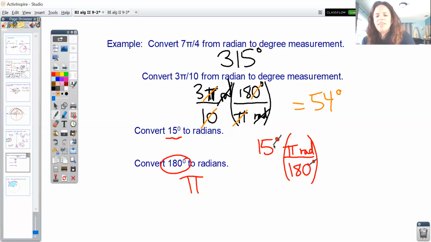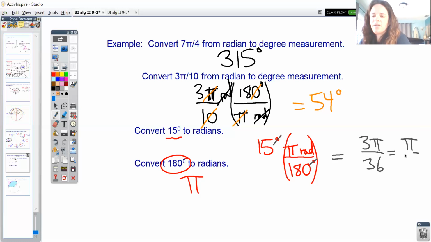And if you do, then you would get that this is 3 pi over 36. And then you'll say, oh, look, they also divide by 3. So then we end up with pi over 12.